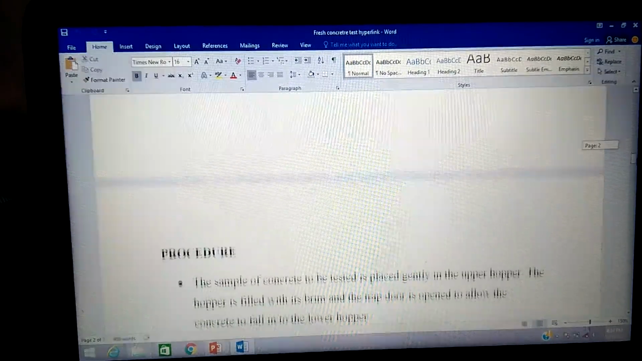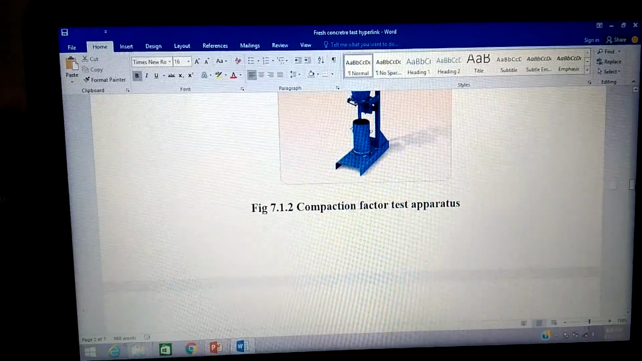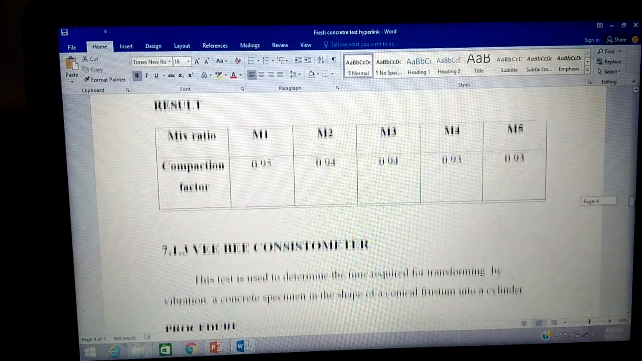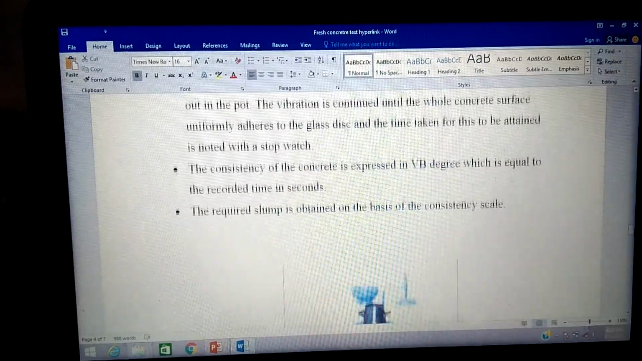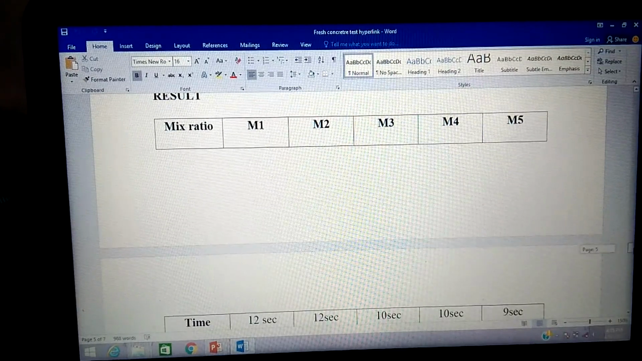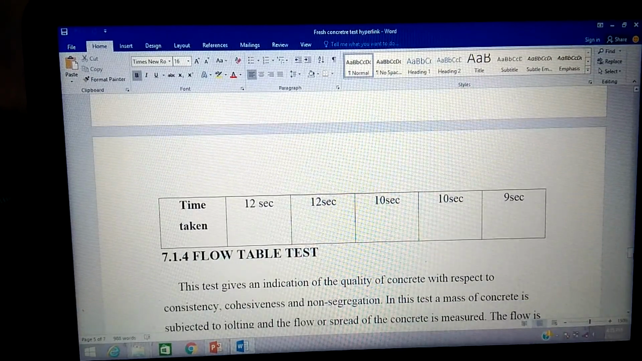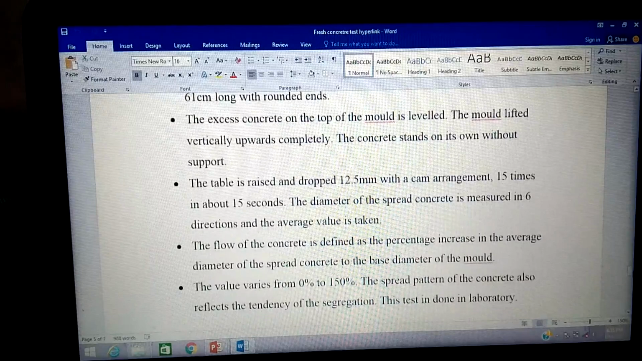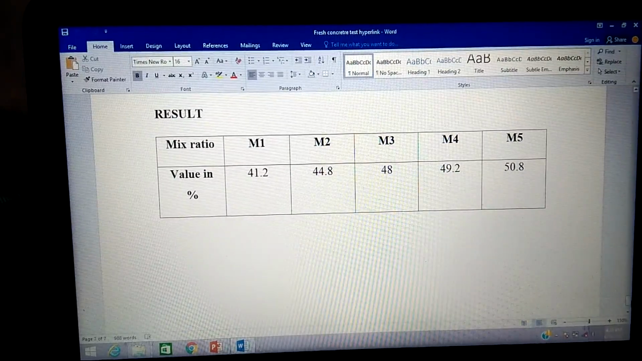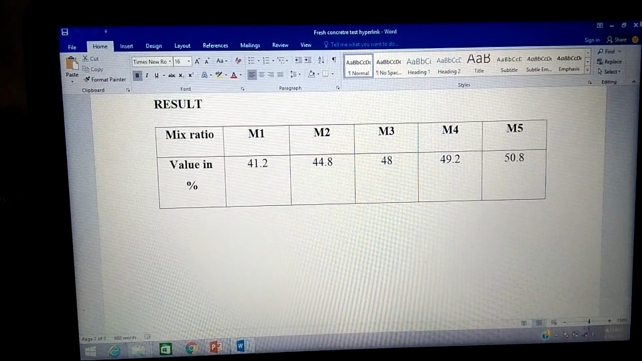Next one, compaction factor test. The results have been put below for different grades and different mix ratios. Next, VB consistometer, and the time is given in seconds. Next, flow table. The flow ratio has been given for different mix ratios. These are the tests we did on fresh concrete.